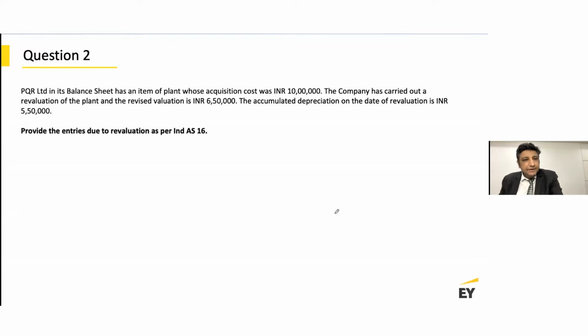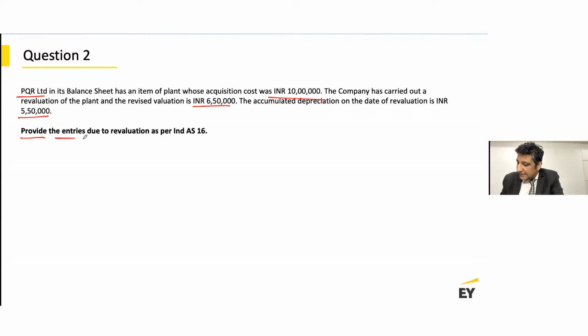We are provided with this information where it says that PQR Limited in its balance sheet has an item of plant whose acquisition cost was 10 lakh rupees. The company had carried out a revaluation of the plant, and the revised valuation is 6 lakh 50,000 rupees. The accumulated depreciation on the date of revaluation is 5 lakh 50,000 rupees. What is the requirement of the question?